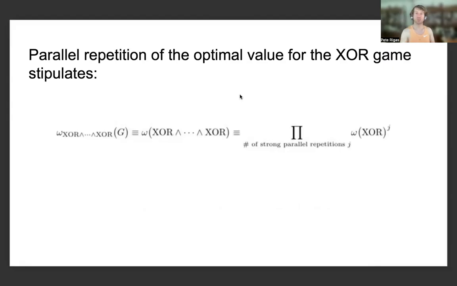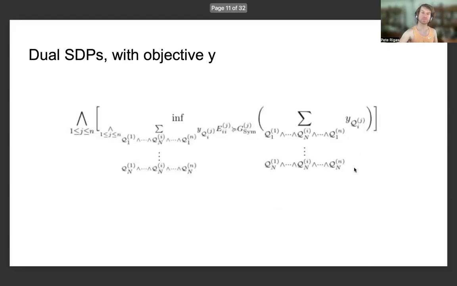The parallel repetition of the optimal value of the XOR game stipulates that omega, namely the maximum winning probability of some parallel repetition of an arbitrary number of rounds of the XOR game, parallel repetition of this game with itself, is identically equal to omega of the XOR game, which is identically equal to the product of the maximum winning probability raised to the number of strong parallel repetitions, which is indexed with little j.